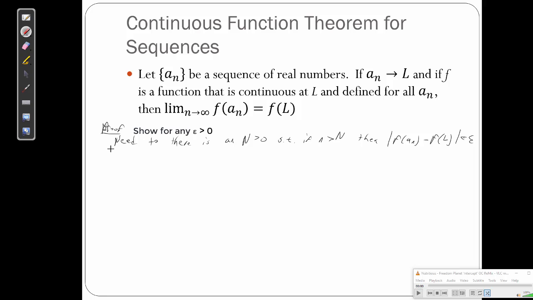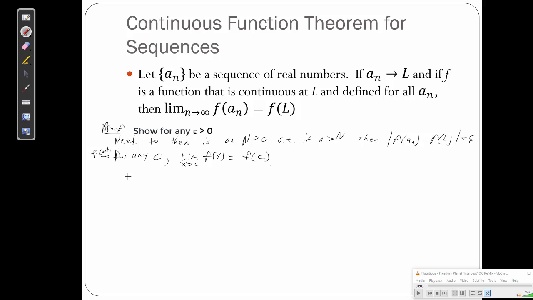Well, what does continuity tell us? The definition of continuity says for any number c, the limit as x approaches c of f of x equals f of c. F continuous implies that. Alright, and we know a sub n goes to L. Then, we want this to be bounded. And I think we can make that happen.